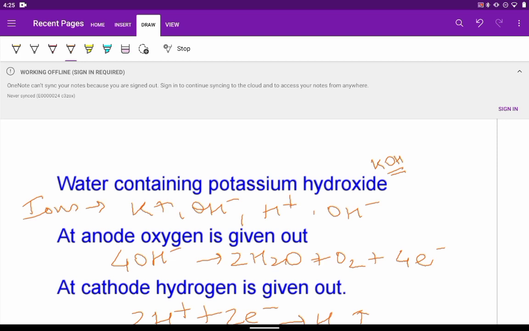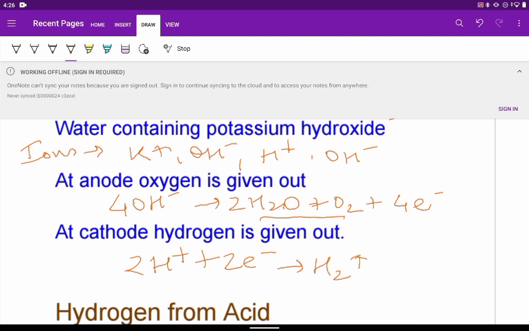OH minus being the only negative ion, that is the anion, it will go to the anode. So at the anode it will give out 4 electrons and finally we get water molecule and oxygen gas getting liberated. At the cathode, H plus will be liberated. It will accept 2 electrons and hydrogen gas will be given out. So this is the case when we are using base for increasing the conductivity of water.